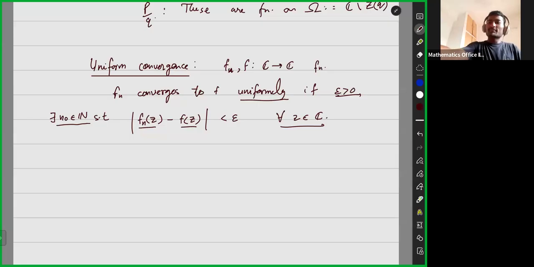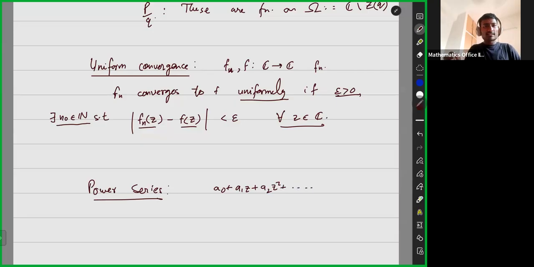Right. So after this definition, we saw some absolute convergence of power series. Actually, we write the formal power series as a naught plus a1 z plus a2 z square and so on. But see, this can be understood as a function of complex numbers to complex numbers. If you put some z, it produces some other complex number, if it converges.